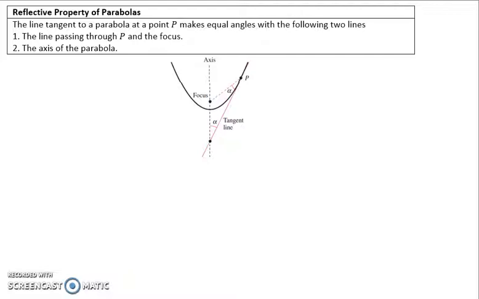We have our tangent line right here. Remember, a tangent line is a line that intersects at just one point. This line is drawn in such a way that it only intersects this parabola right there at point P. The parabola is going to curve off, and this is going to keep going straight. The angle made between the tangent line and the line connecting the focus to P is called alpha. And the tangent line and the axis of the parabola also make an angle called alpha.